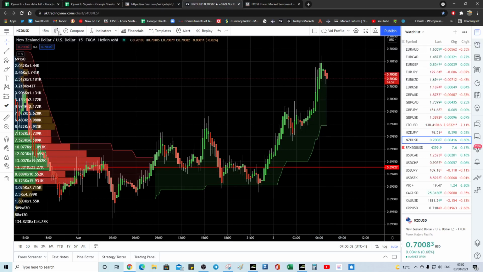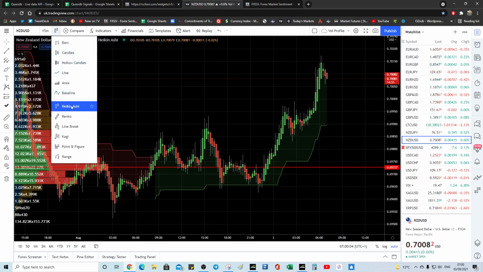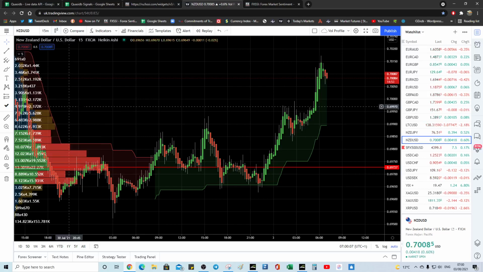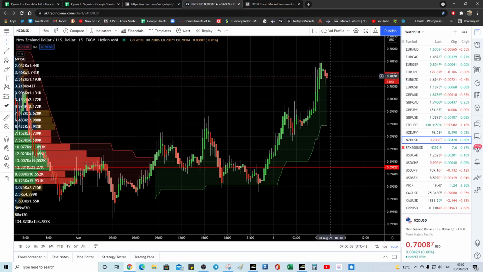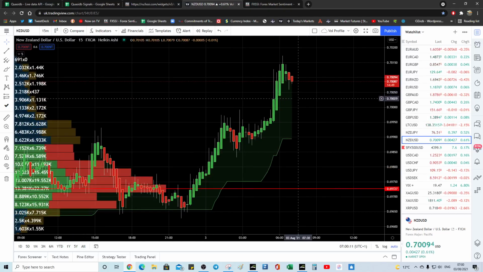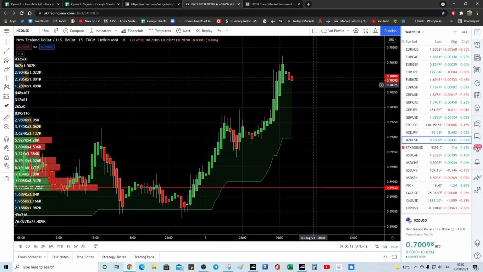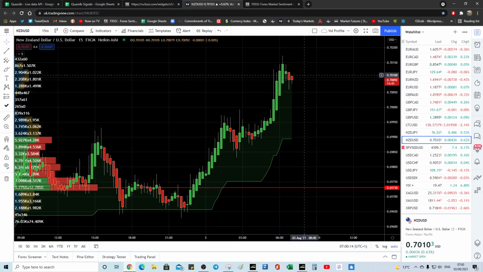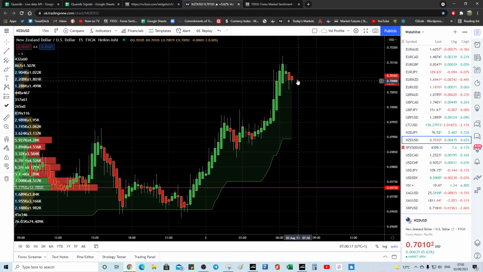You could potentially put the Heikin-Ashi on as well. You wouldn't enter with bearish Heikin-Ashi candles. You'd wait for price to reverse, and then you'd have a green Heikin-Ashi, and then you'd enter. But currently, you wouldn't buy because we've got red candles. So you wait for the green, have your stop loss, and away you go.